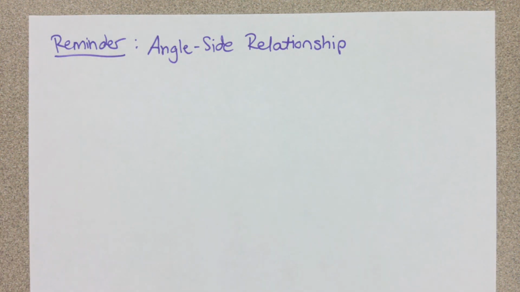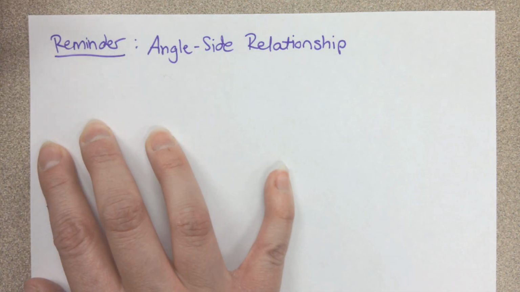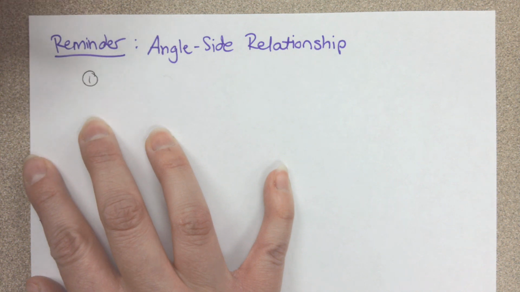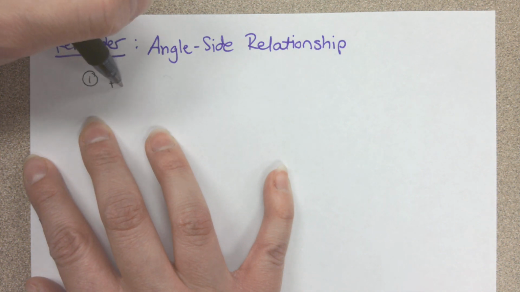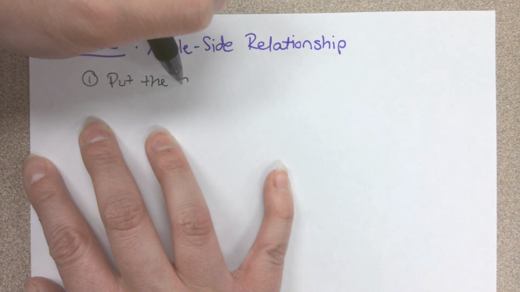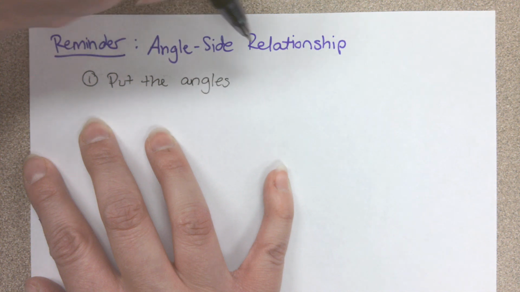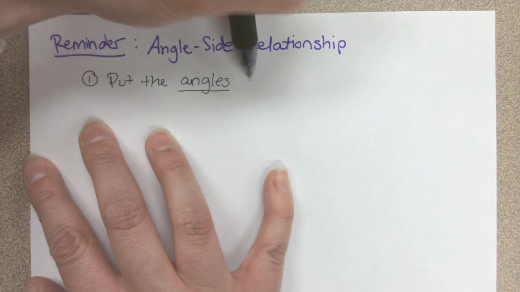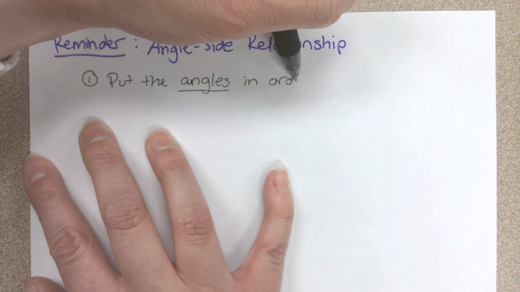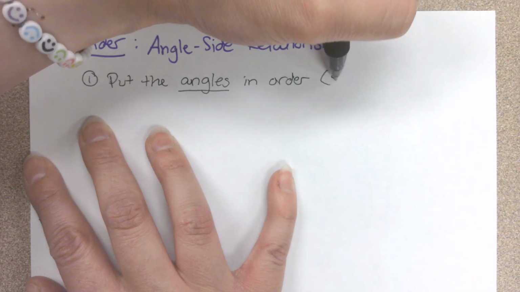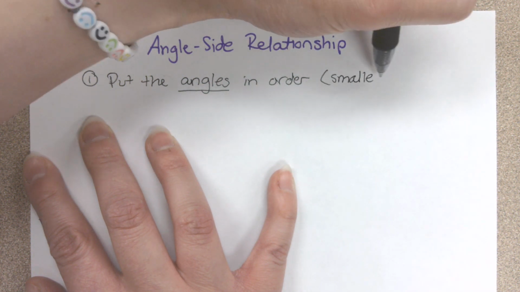So before I show you an example, we need to talk about this. It's really important. I'm going to ask you 2 questions. We'll do 2 examples of this. Example 1. Put the angles in order, and the order will be smallest to largest.